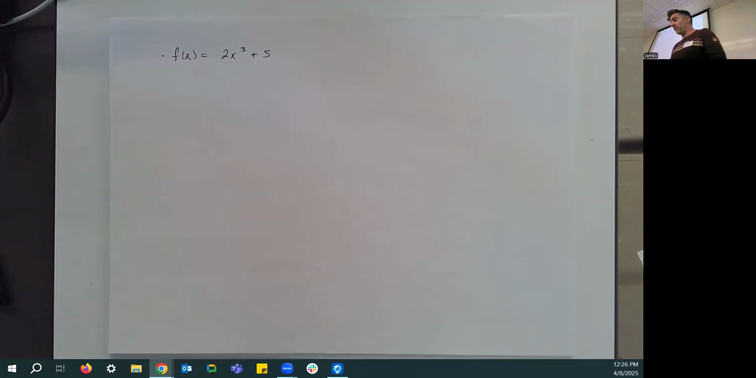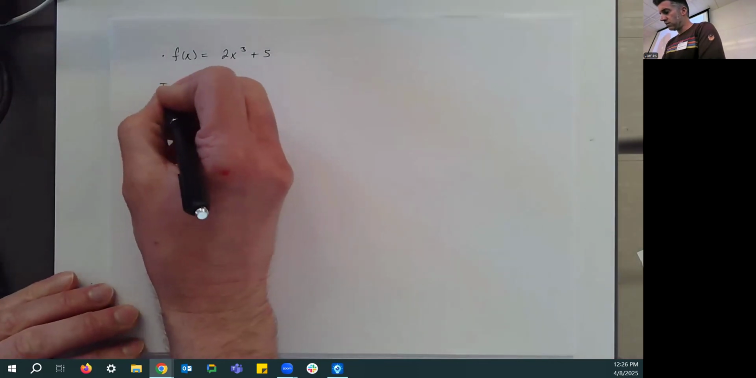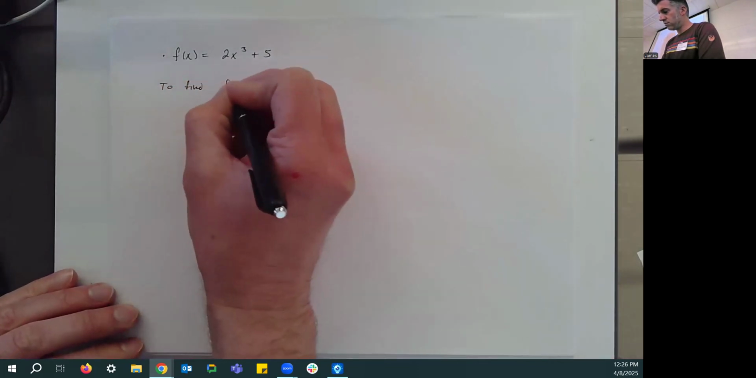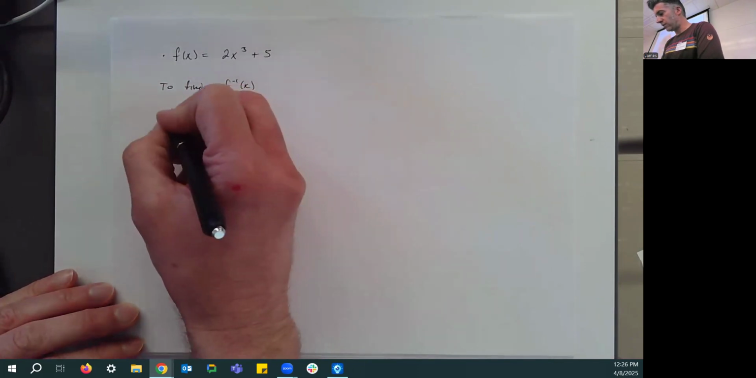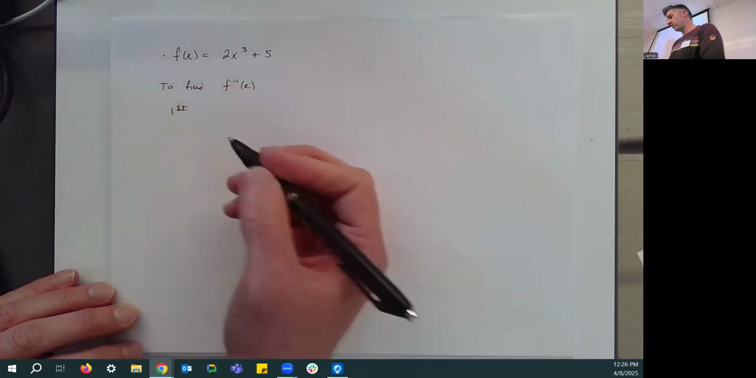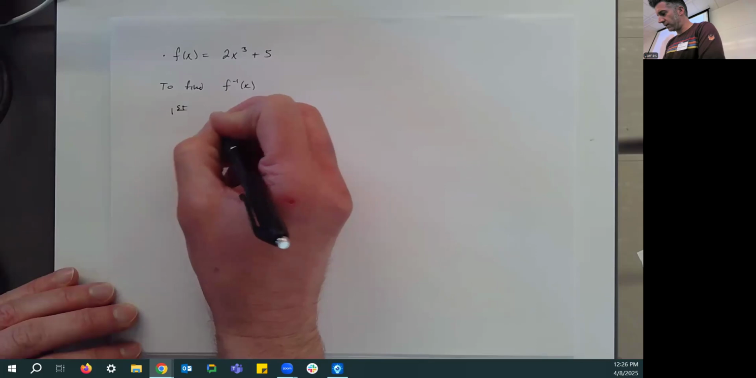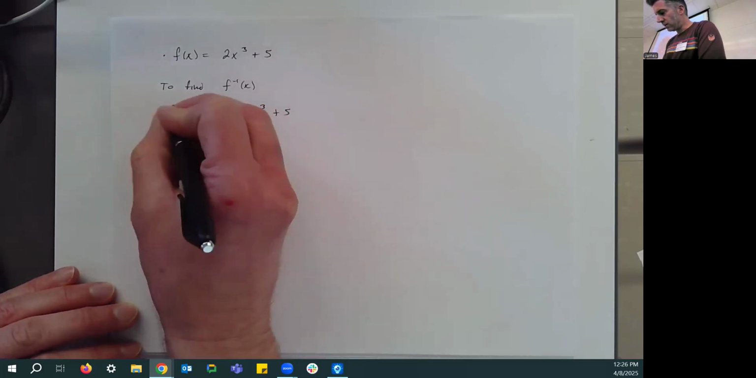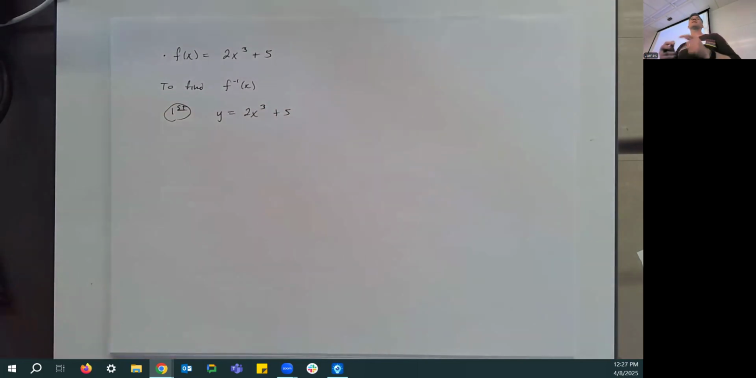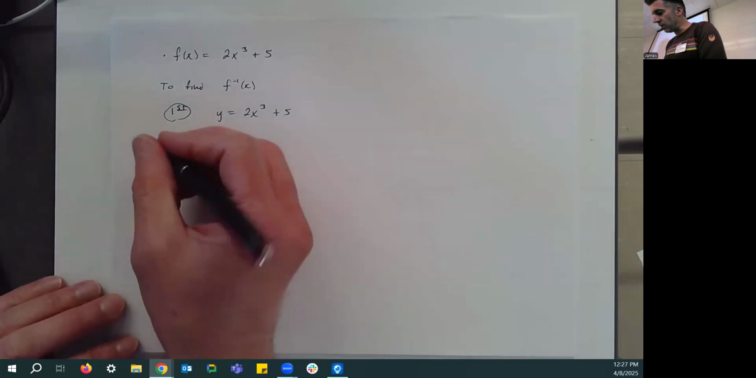So typically when I'm finding an inverse, find f inverse of x, I like to first write it as y equal to 2x cubed plus 5, or whatever my function is. It's going to be easier to deal with. Some people do this in a slightly different order. Some people like to solve for x first and then switch x and y. I like to switch x and y first and then solve for y. But either way is fine.